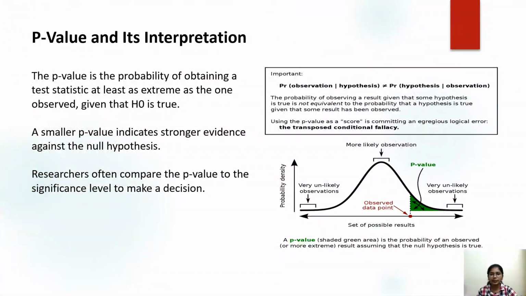P-value and its interpretation. P-value is the probability of obtaining a test statistic at least as extreme as the one observed, given that H naught is true. A smaller p-value indicates stronger evidence against the null hypothesis. Researchers often compare the p-value to the significance level to make the decision. This is the pictorial representation of p-value. We can set the possible results in terms of p-value, which is a very unlikely observation.